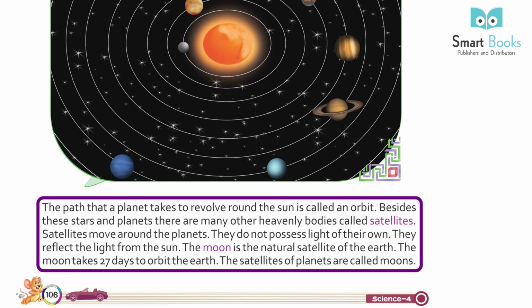Besides the stars and planets, there are many other heavenly bodies called satellites. Satellites move around the planets. They do not possess light of their own. They reflect the light from the sun. The moon is the natural satellite of the earth. The moon takes 27 days to orbit the earth. The satellites of planets are called moons.